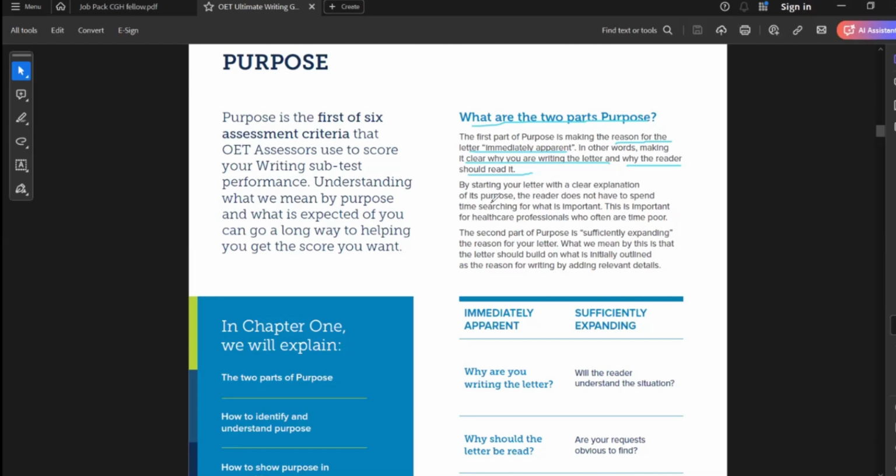By starting a letter with a clear explanation of its purpose, the reader does not have to spend time searching for what is important. This is important for healthcare professionals who are often time poor. The second part of the purpose is sufficiently expanding the reason for your letter. What we mean by this is that the letter should build on what is initially outlined as the reason for the writing by adding relevant details. As I mentioned already, you have to keep it relevant and you have to keep it concise.